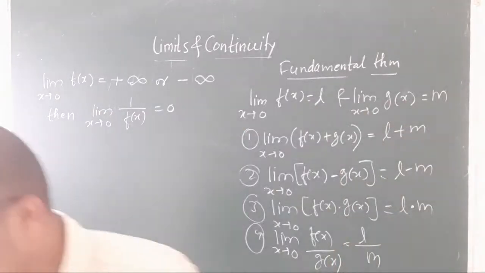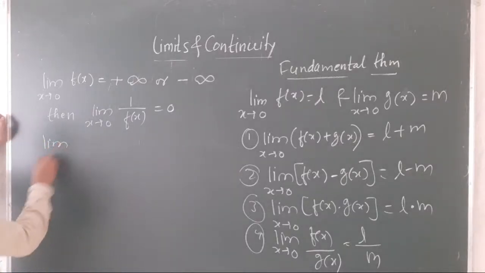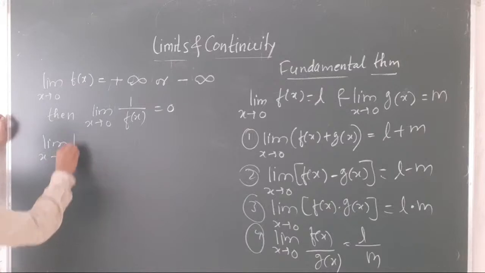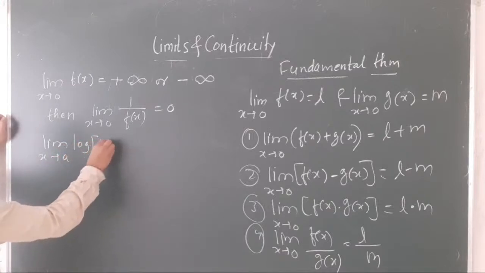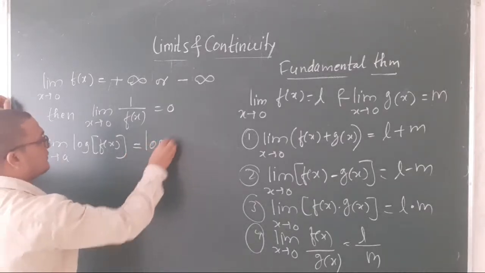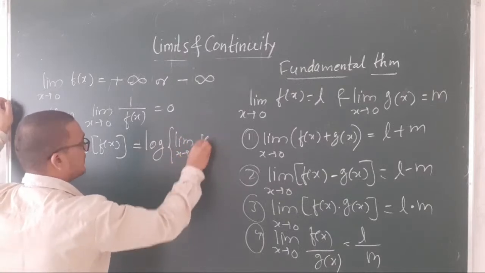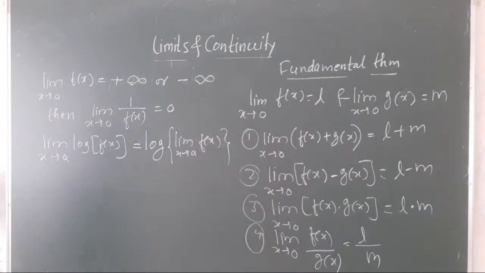Next, another property. Suppose I take limit x tends to a, log of f of x. Then it can be written as log of limit x tends to a f of x. Okay, this is another property.